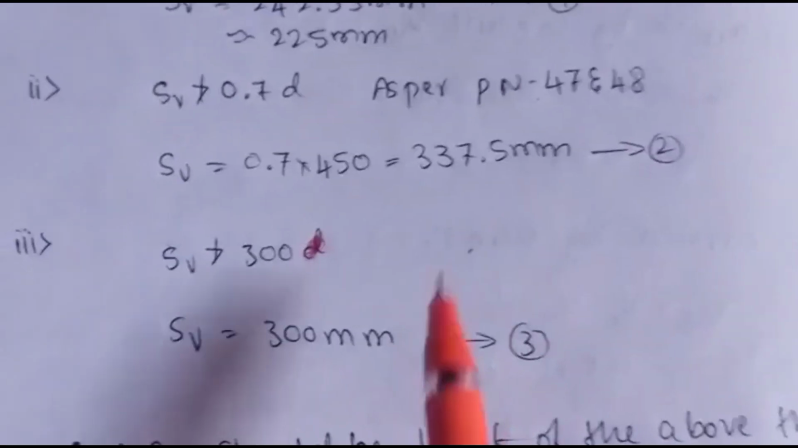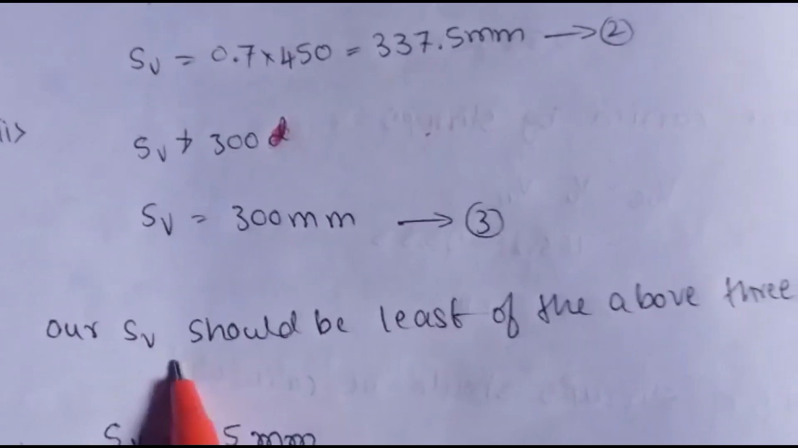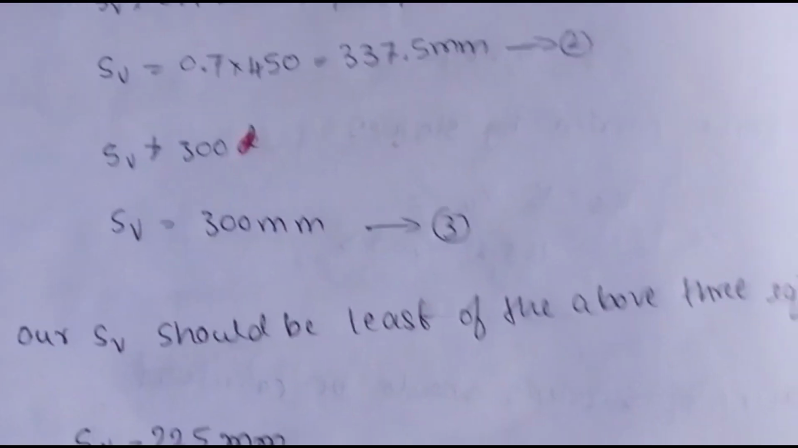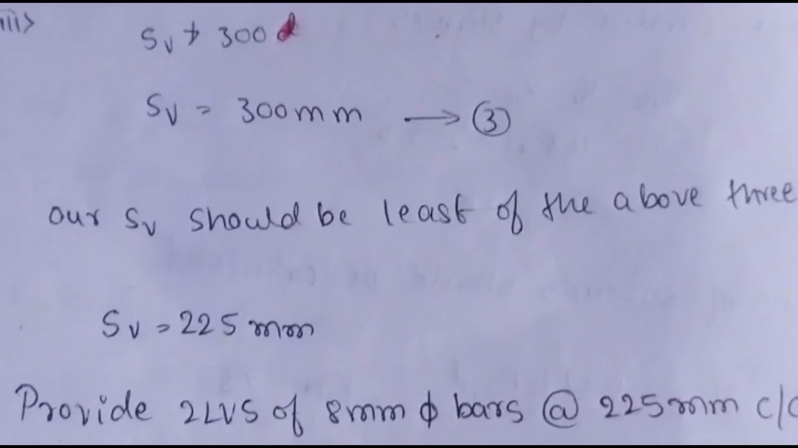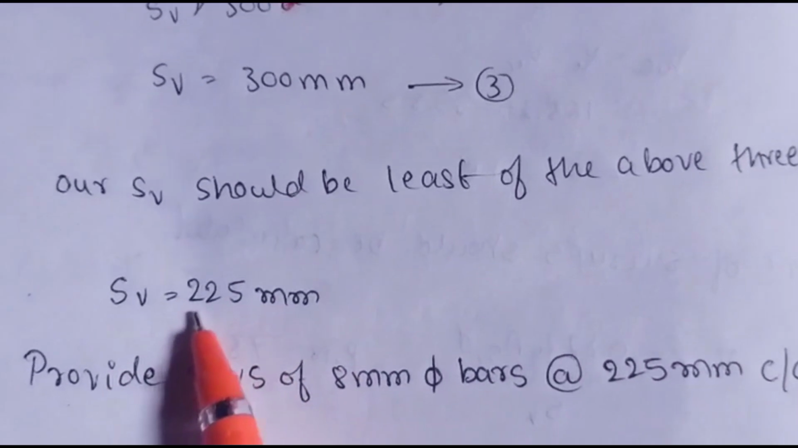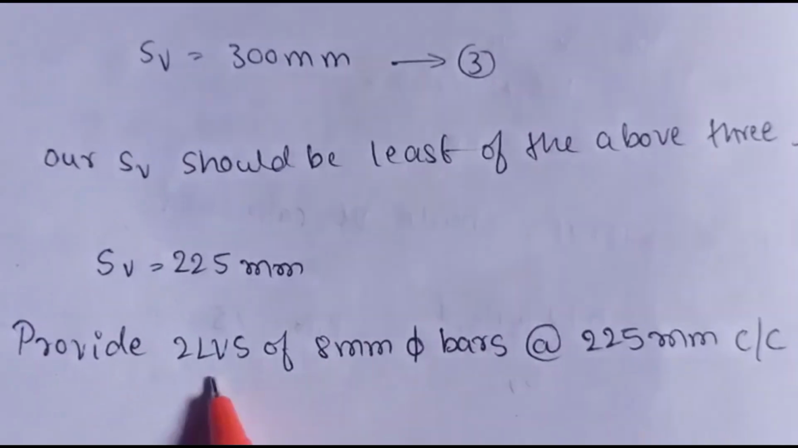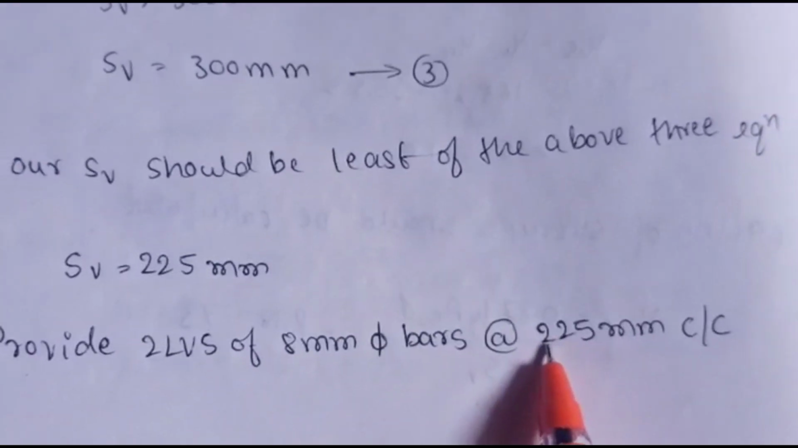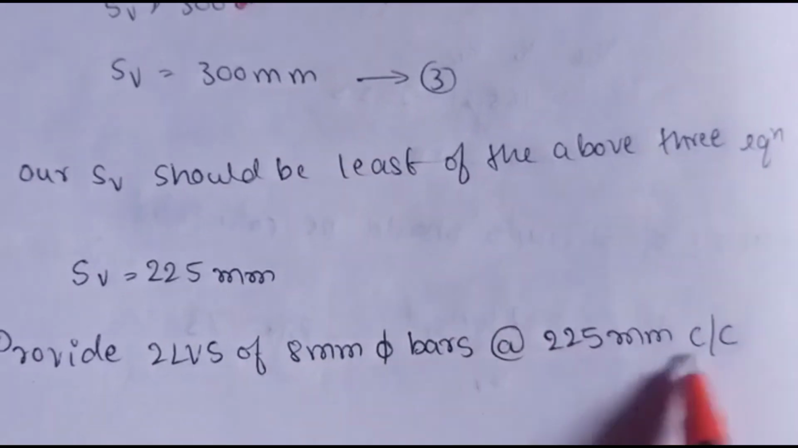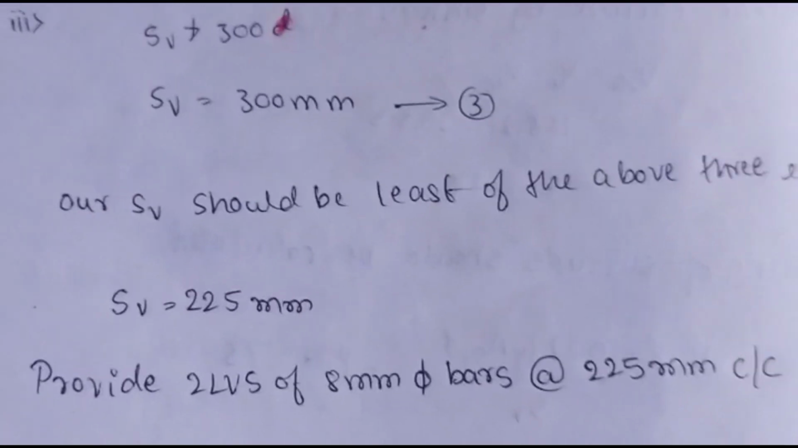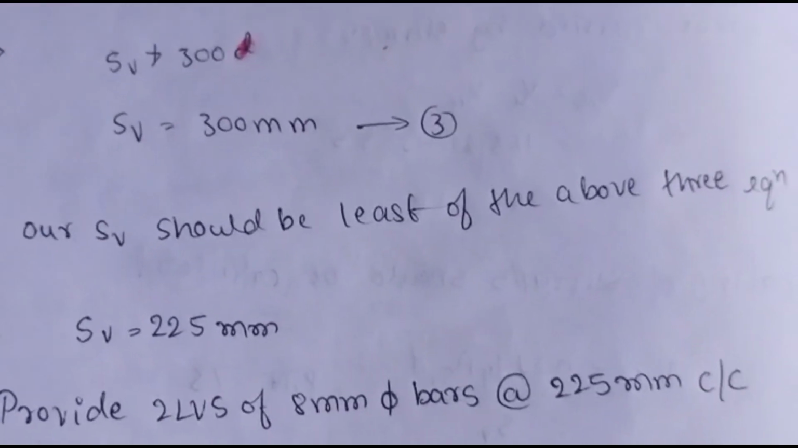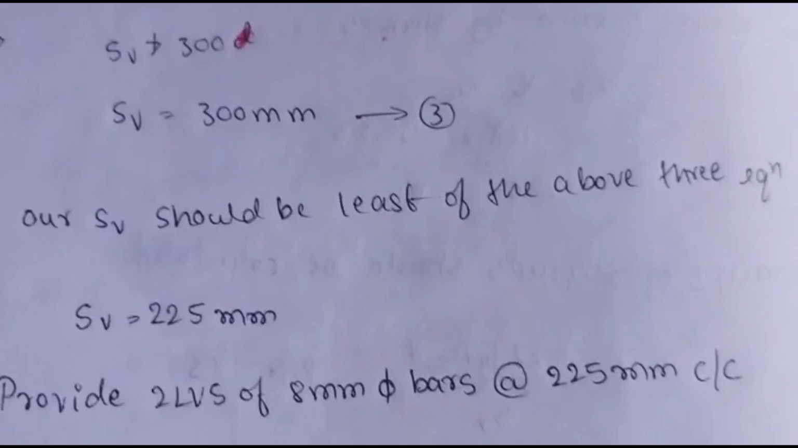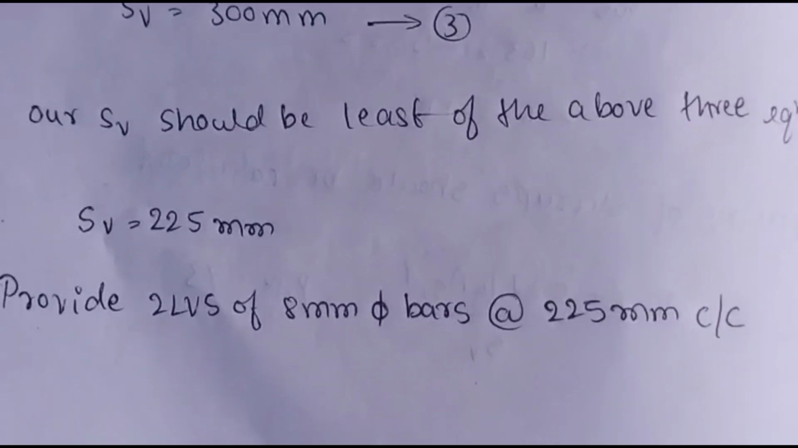So I am taking our Sv value as the least of the above three equations. 225 mm is the least value. So I am taking our Sv value as 225 mm. Provide two-legged vertical stirrups of 8 mm diameter bars at a distance of 225 mm center to center. So this is how we calculate the spacing of stirrups. I hope you understood. Next step is the drawing of reinforcement details.